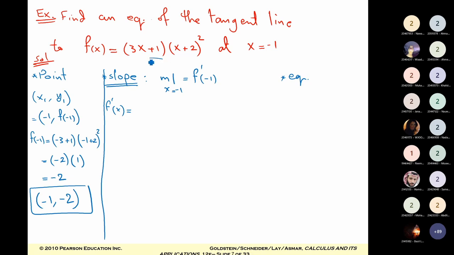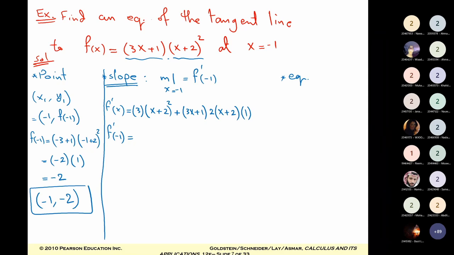Here we have two functions multiplied together. So the first derivative of 3x plus 1 equals 3 multiplied by (x plus 2) squared, plus the first one, 3x plus 1, and find the derivative of the second. This equals (x plus 2) to the power 1, and the derivative of x plus 2 equals 1. Now we need to substitute negative 1 in f prime to find the slope.